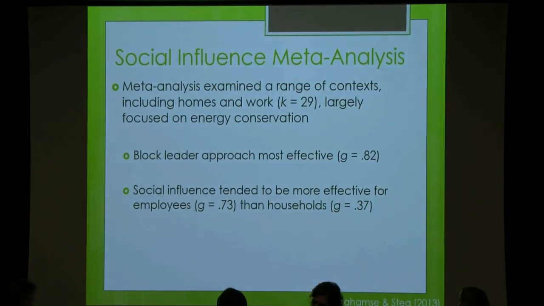Okay, social influences. We know social influences can be very important, and I already mentioned social norms, but there was one meta-analysis that looked at the most effective approaches to influencing people through social relationships. What they found was that block leader approaches can be really effective. So if you have a go-to person in your community who's the expert, let's say, on recycling, that person can facilitate behavior change through known relationships. Same with green teams. They also found that social influence interventions can be more effective for employees than households, which is an interesting dimension that I'm going to come back to at the end, but suggests that context can influence whether or not interventions are effective.